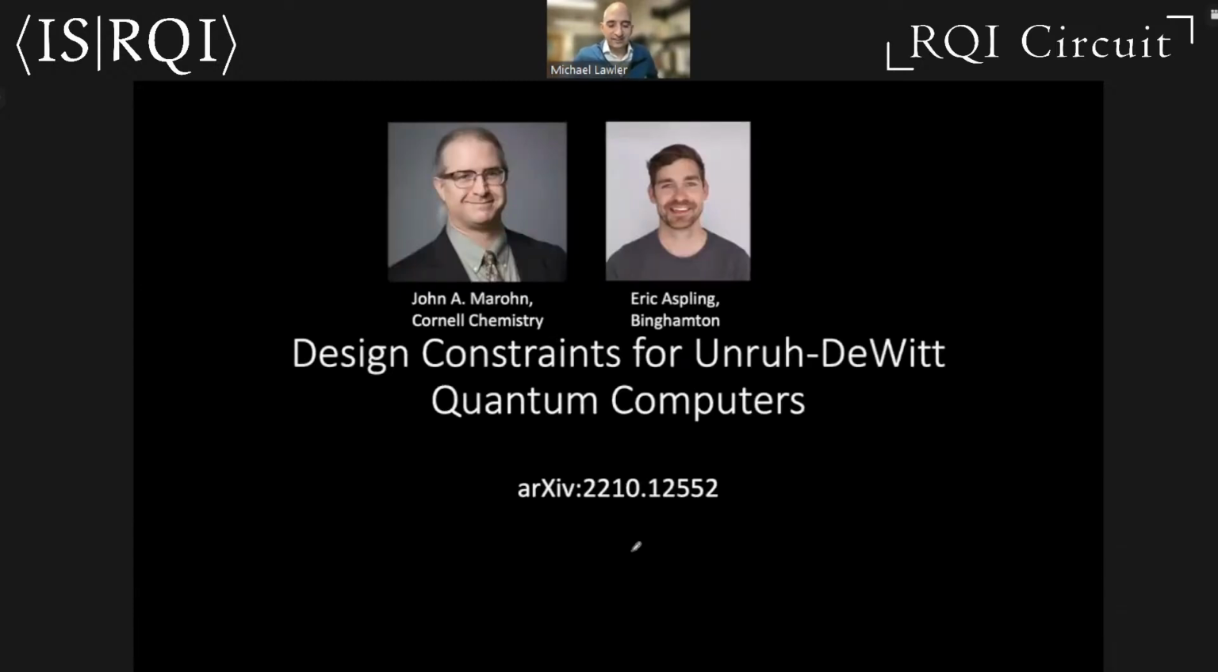Unfortunately, our proposal was not funded, but we wrote up a lot of our ideas in this paper, Design Constraints for Unruh-DeWitt Quantum Computers, which is on arXiv from last year. It's in collaboration with a chemist, John Marone, who really helped us on the experimental side, and Eric Aspling, who's the next speaker in this sequence here. So you'll get to hear from Eric more about some of these things. I won't present everything. Actually, what I'll do is focus mostly on the experimental settings, and I'll leave more of the theoretical aspects to Eric's talk.